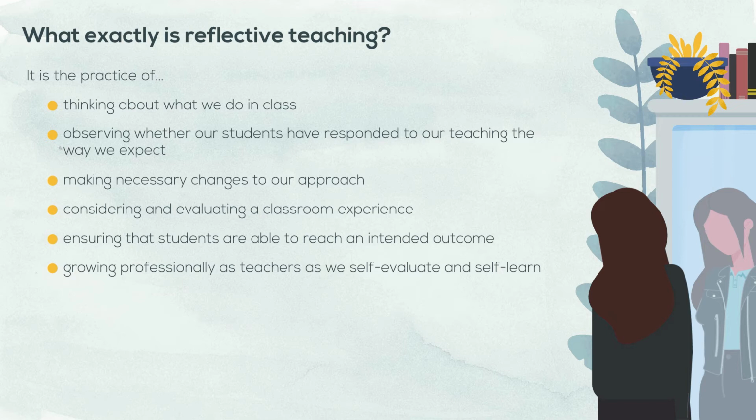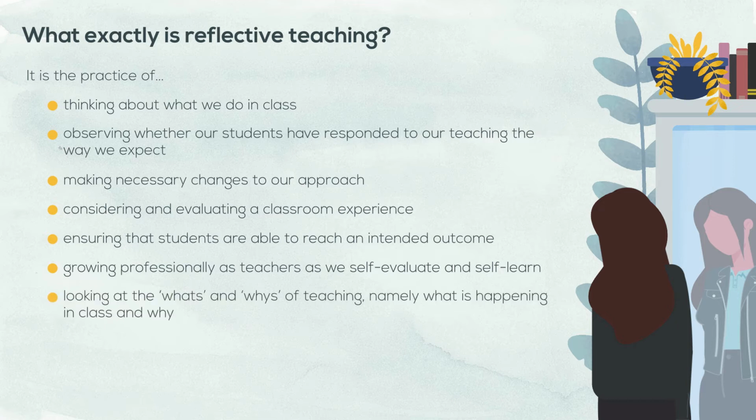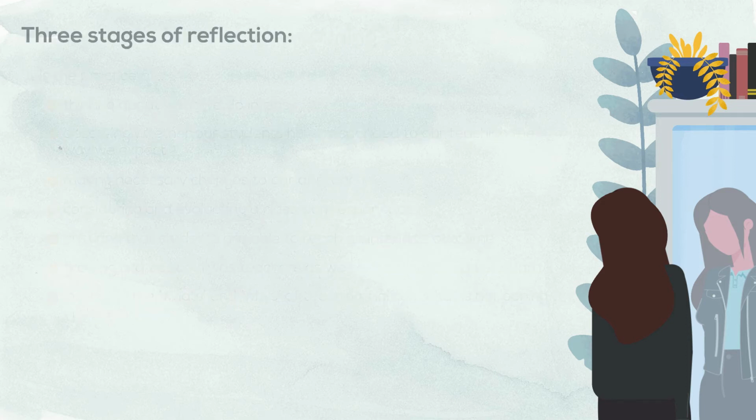So reflective teaching simply means looking at the whats and whys of teaching, namely what is happening in class and why. There are at least 3 stages of reflection: reflection before action, reflection in action, and reflection after action.